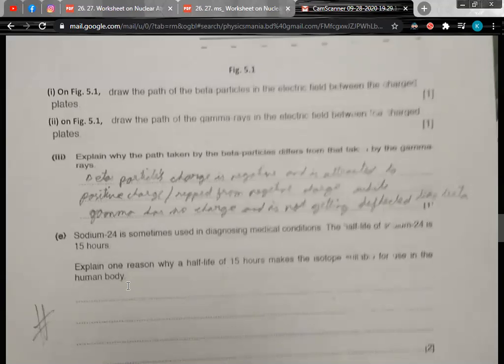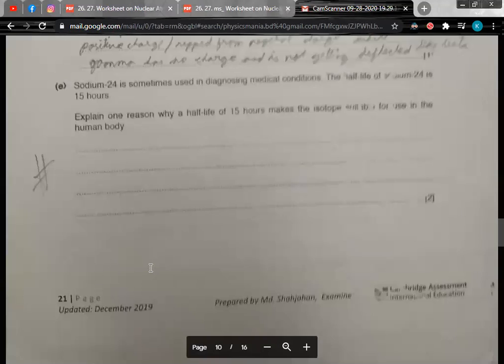Then the last part. Read the question quickly. Explain one reason why a half-life of 15 hours makes the isotope suitable for use in the human body. We got one MCQ question regarding this. Do you remember that one? Yes. So bring that idea and go to the mark scheme quickly. Check what is written there. Fast. Write that one.